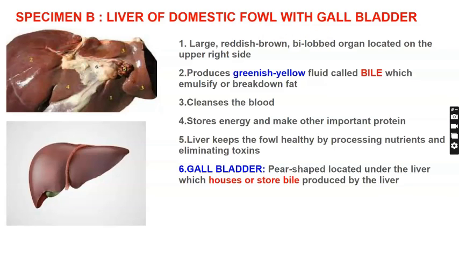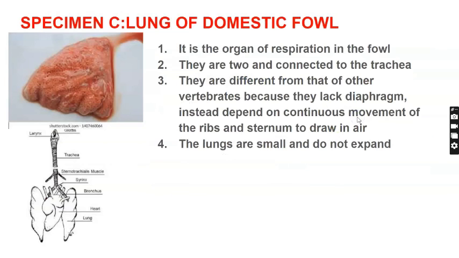Know that the gallbladder is a pear-shaped organ located under the liver. Look at this now. You see this greenish spot under this liver? That is what we call the gallbladder. The function of this gallbladder is that it stores the bile which is produced by the liver. So that is the relationship between them.